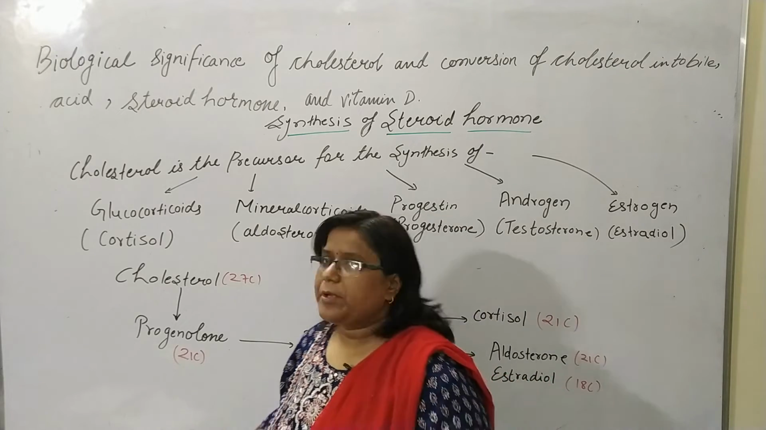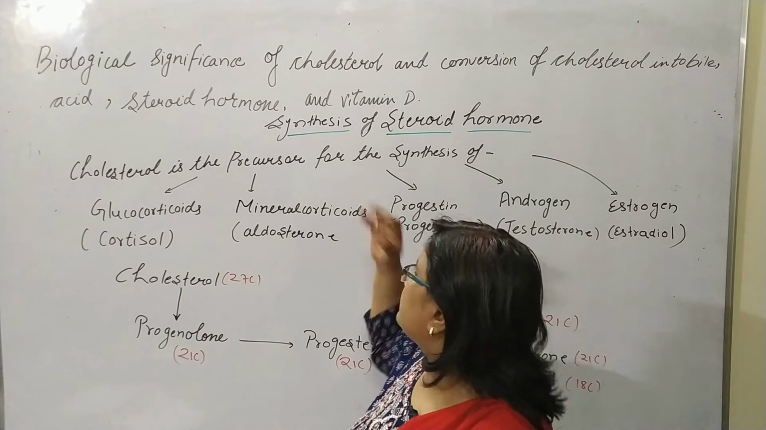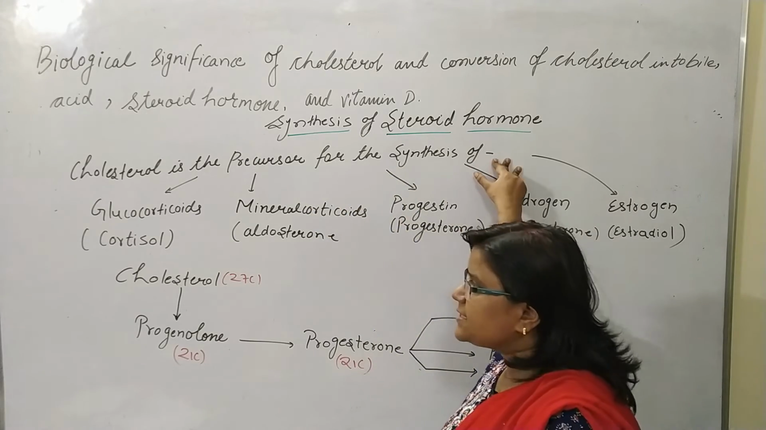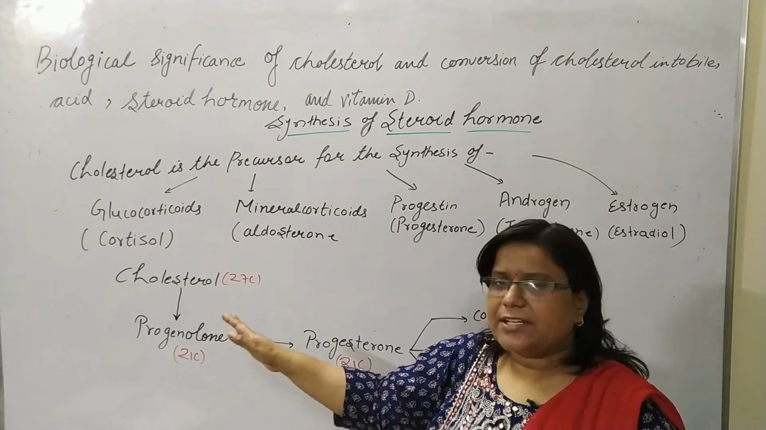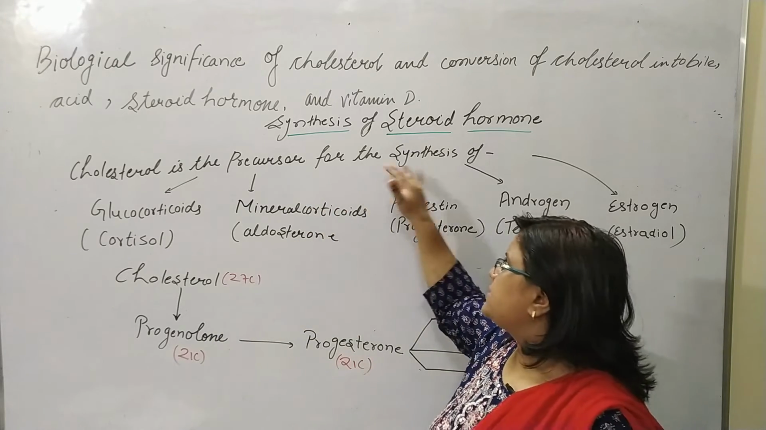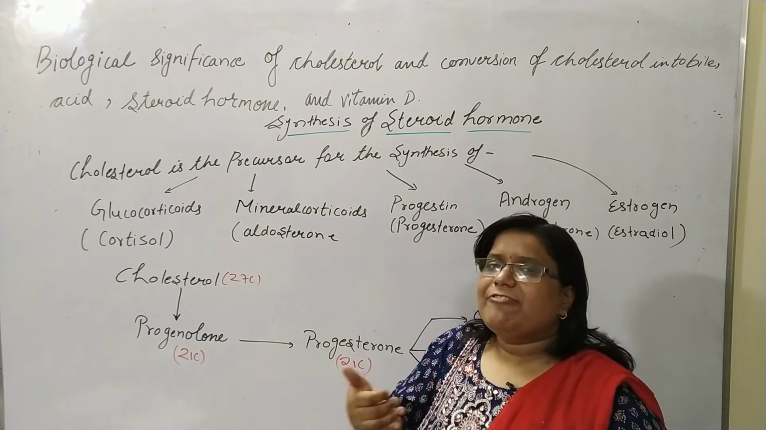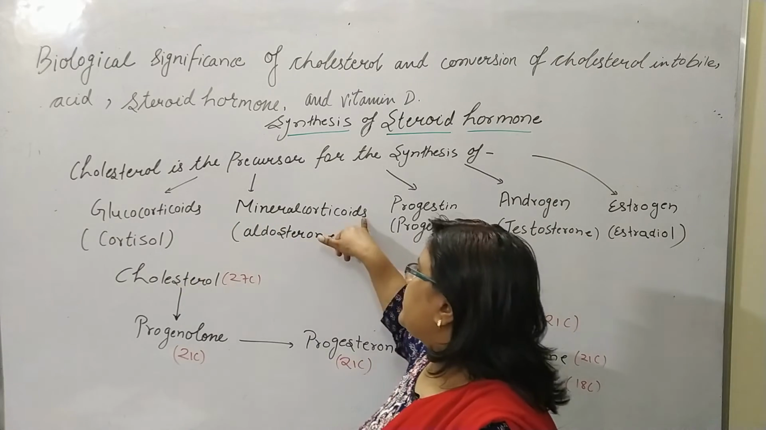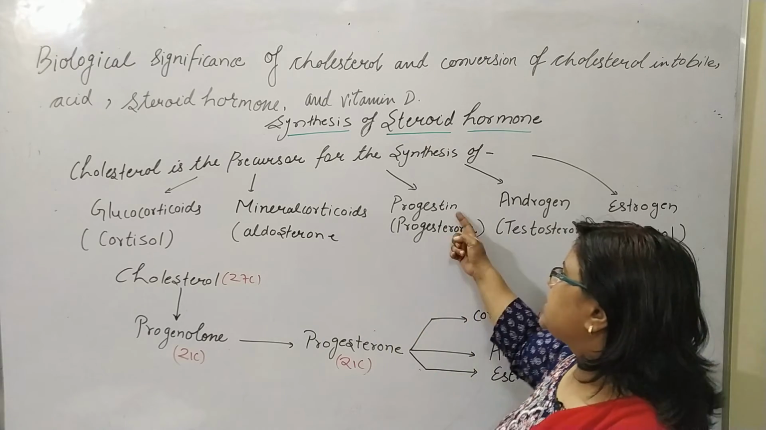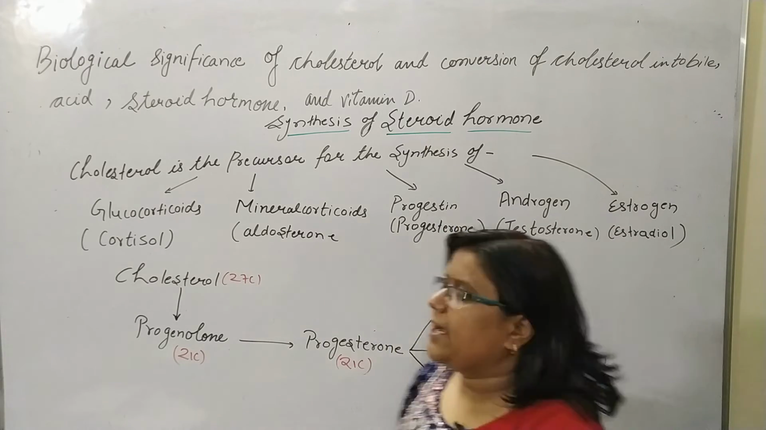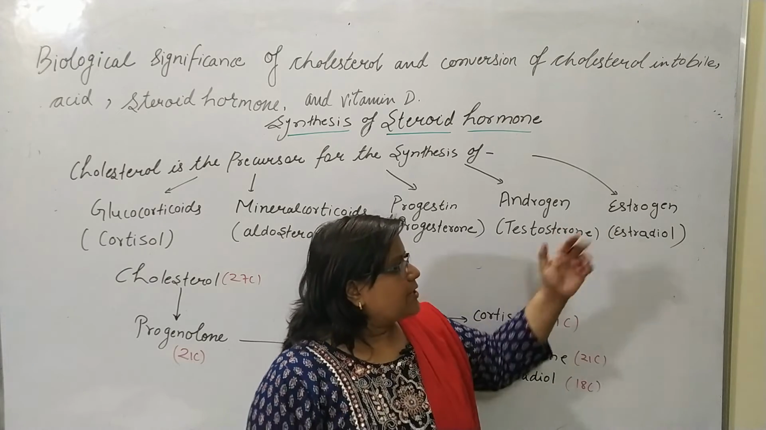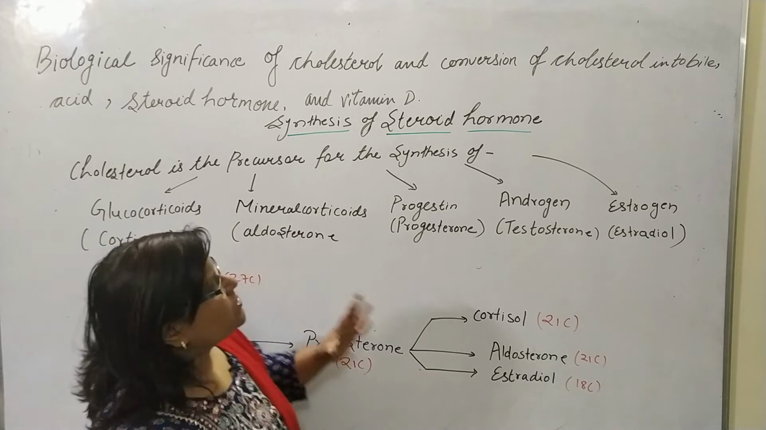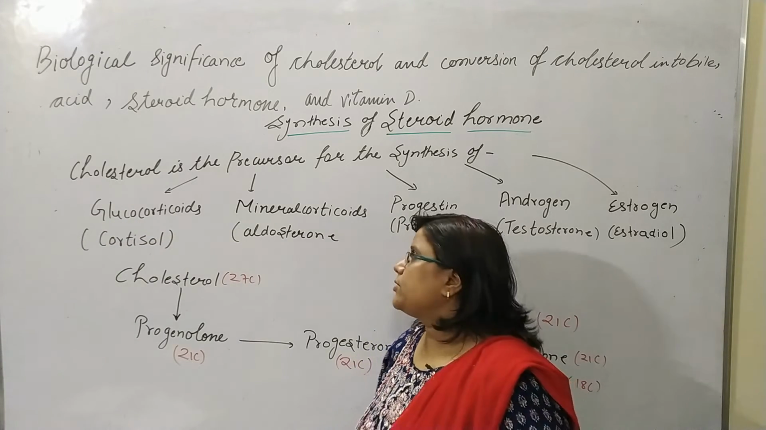Now come to the formation of steroid hormone. Okay, here the cholesterol is a precursor for the synthesis of, as we know from the biological significance, we have studied that cholesterol is a precursor for the synthesis of 5 classes of steroidal hormones like glucocorticoids, example cortisol, mineralocorticoids, example aldosterone, progestin, example progesterone, and the androgen, the example is testosterone, and estrogen, the example is estradiol.